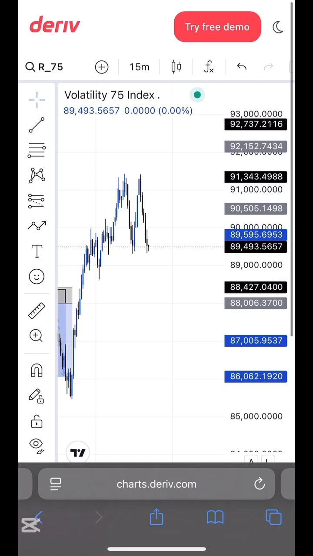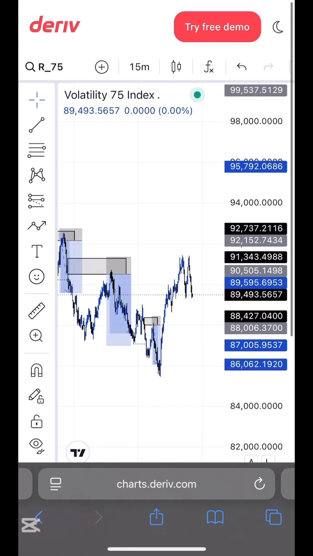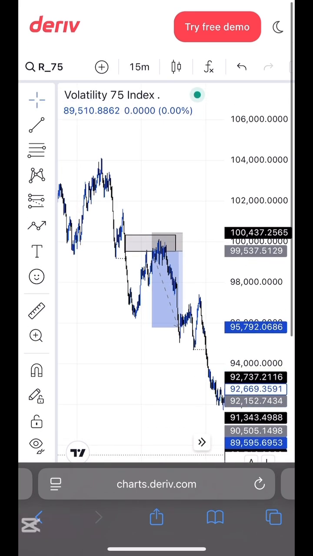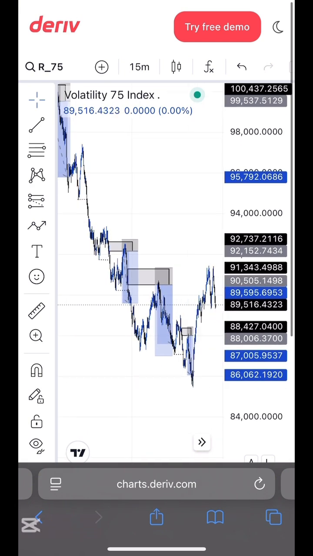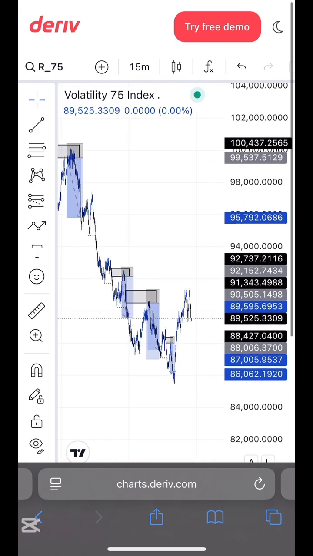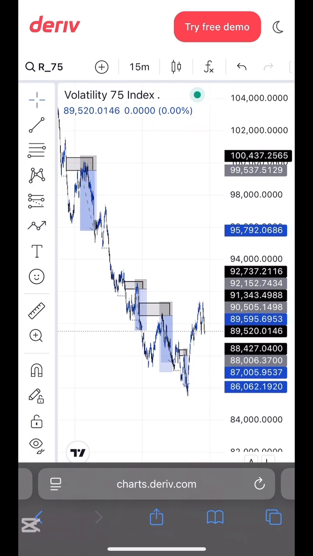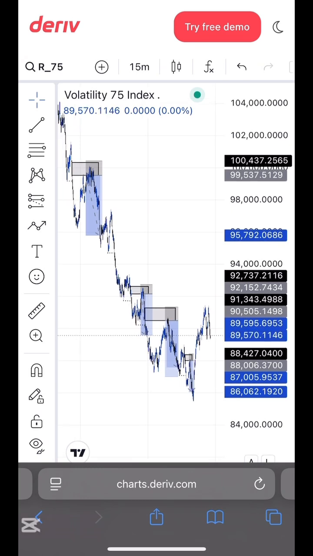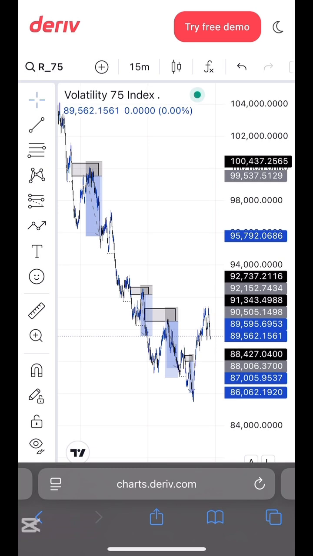So this is just how I trade my entries on Volatility 75, because following the trend, we will know that yes, we are strictly on sales, and if it's on buys, we will know that yes, we are strictly taking buys. So if you get the trend line on V75, the market is going to be your friend. The market is always going to be your friend when you get a perfect trend line.